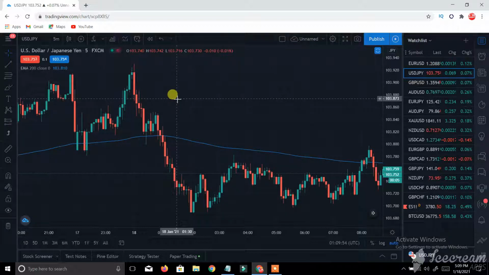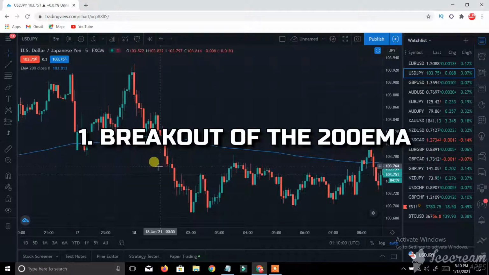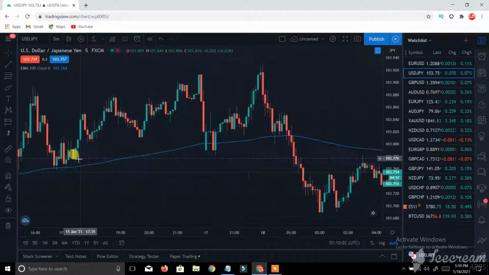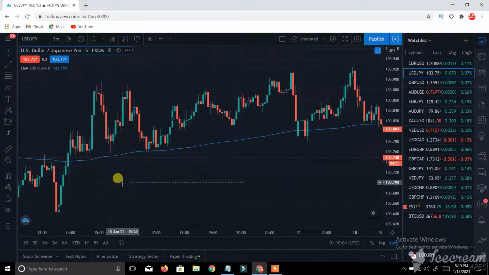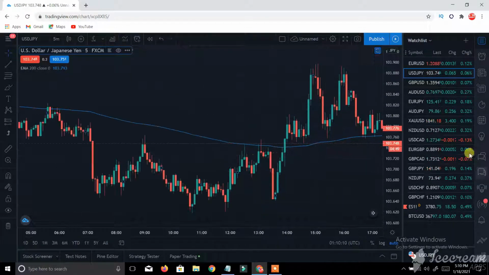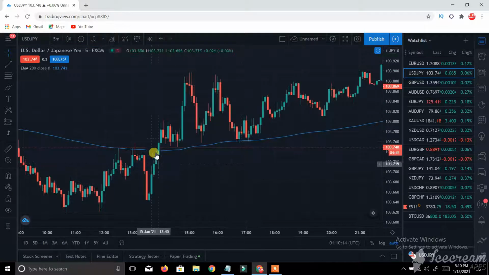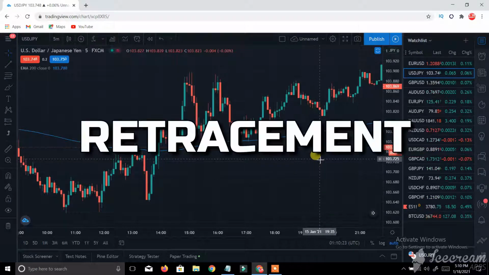All right, so criteria number one is you have to wait for a breakout of the 200 EMA line after a strong trend. As you can see at this point, the market was in a strong downtrend, and then it broke out of the 200 EMA line. So now at this point, I am waiting for a retracement.